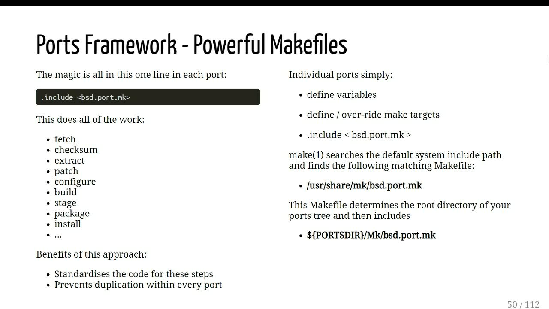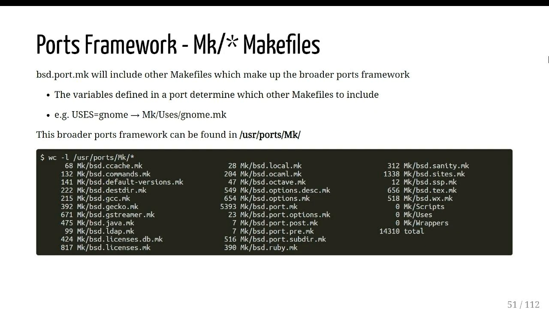Once it works out where your ports tree is, it then does an include to include ports Mk/bsd.port.mk, and that's the big one. That's the proper bsd.port.mk. It's the main one, but it'll include a bunch of other makefiles that are part of the broader ports framework as and when it needs to, depending on the variables that you've defined in your port. So for example, if you put USES=gnome, then that's going to include Mk/Uses/gnome.mk.